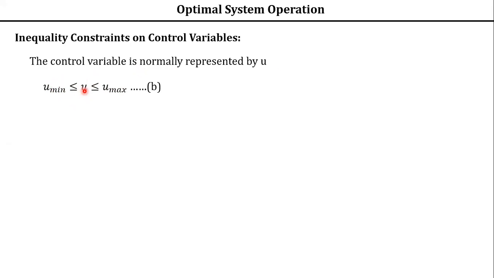See this control variable u. Understood? So this is your inequality constraint, that is upper limit and lower limit are there. That you call as equation B. Now with this inequality constraints, we'll see how to solve the given optimization problem. So now inequality constraints on control variable means, as already we have discussed, that is PG, generation. So generation can be controlled by varying the excitation or by opening or closing the steam valve, and all those things.